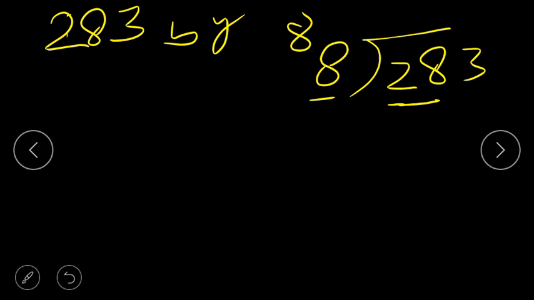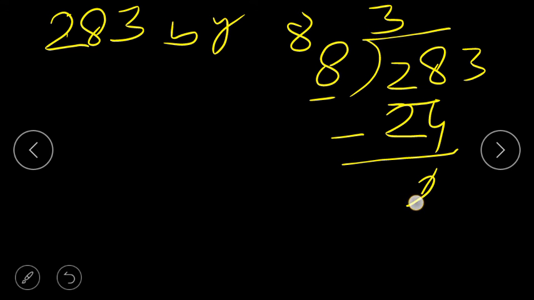8 ones are 8, 8 twos are 16, 8 threes are 24, 8 fours are 32. So 32 is more than 28. So we'll go 3 times only. 8 threes are 24. Now 8 minus 4, sorry, 8 minus 4 is 4. Now bring 3 down.